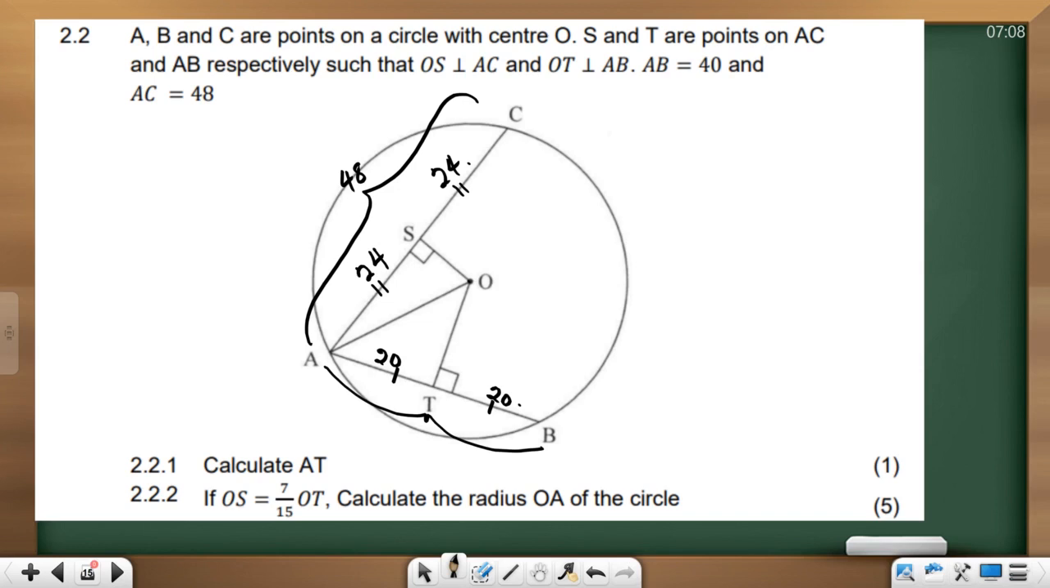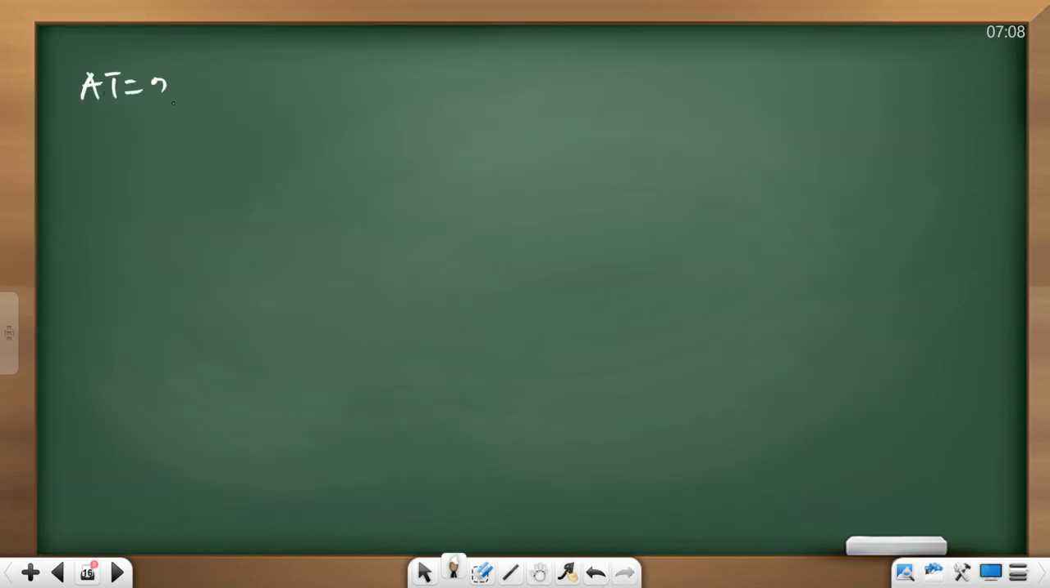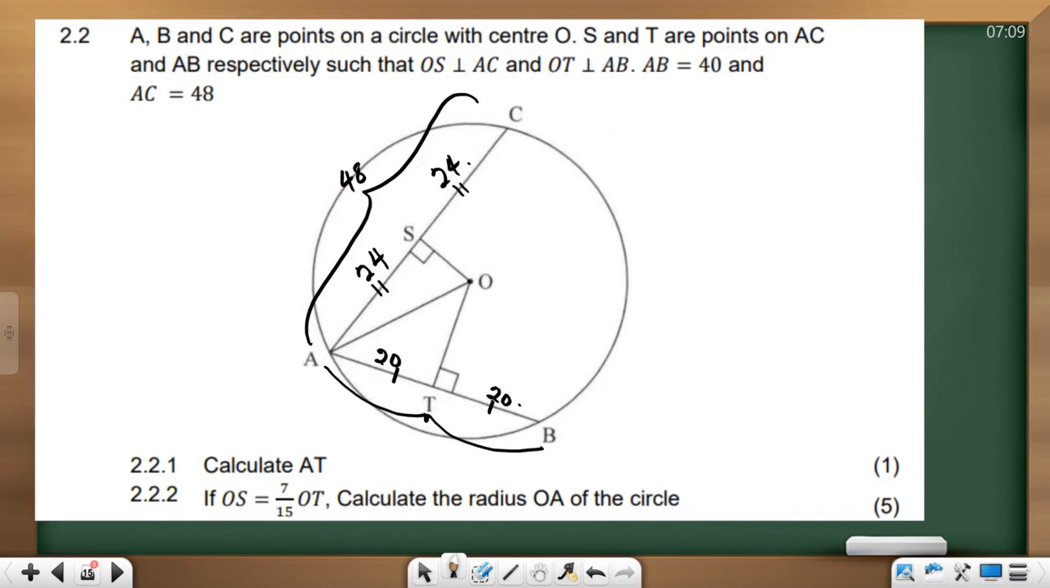AT is 20. 2.2.1. Let's write the answer. 2.2.1. AT is 20. Why? Line drawn from center perpendicular to the chord. That's your reason. You get your first one there. Second one: if OS is equal to 7 over 15 OT, calculate the radius OA of the circle.